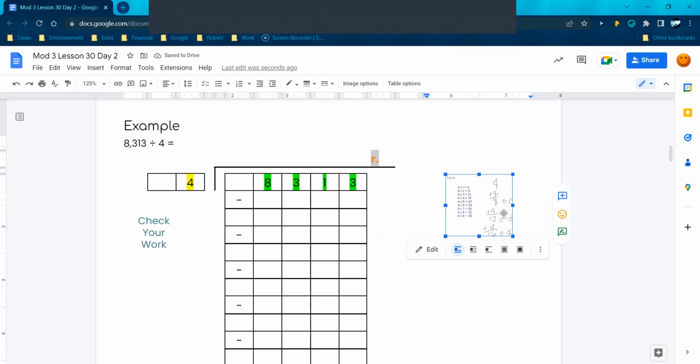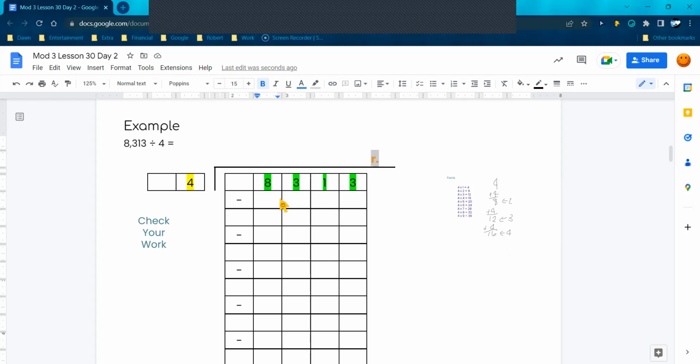I got this one started over here. So I go, 4 goes into 8. This is my division. How many times? I look over here and I see that it's 2. So in the quotient, I need to write a 2. And then right here, I imagine there's a multiplication sign. 2 times 4 equals 8. 8 minus 8 is 0. And then I bring down my 3.